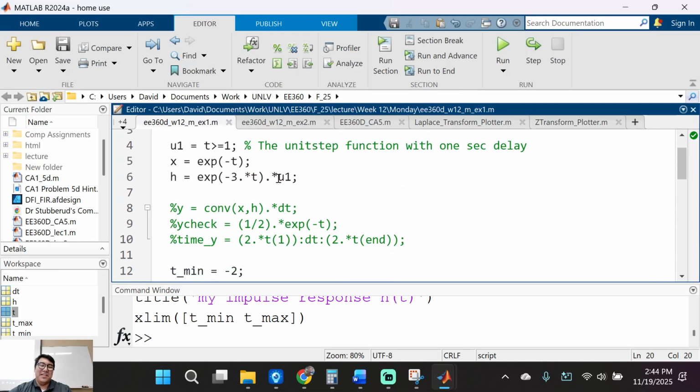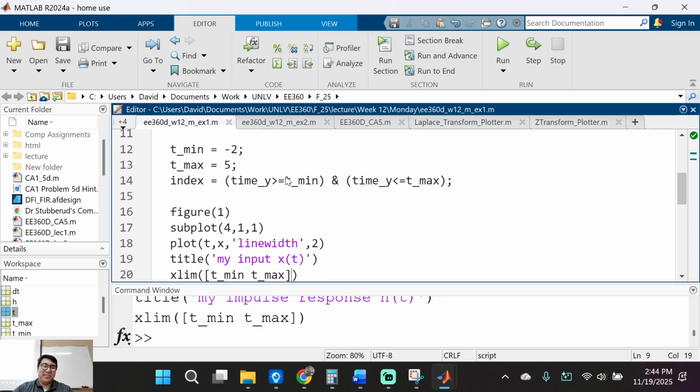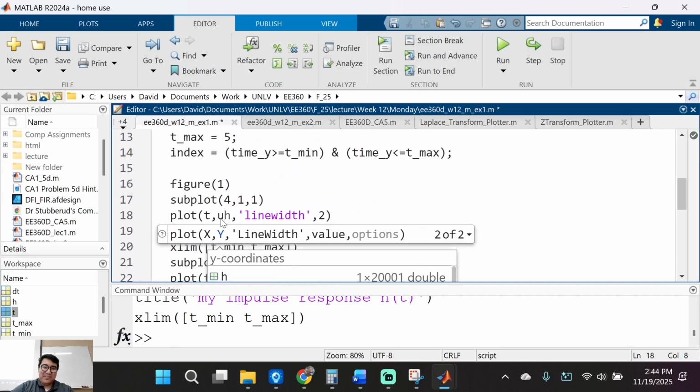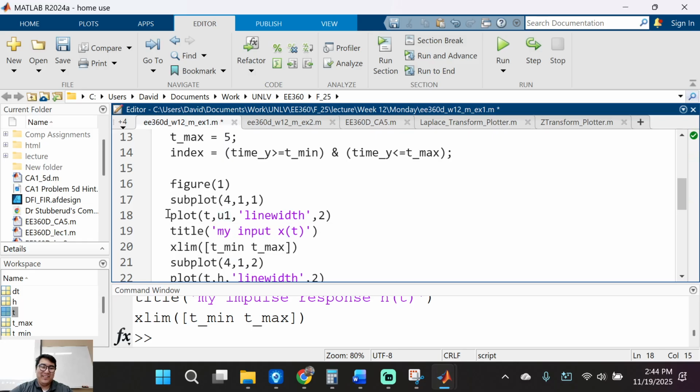Okay, and then someone says, David, I hate this class. Just plot the unit step. Okay, we'll plot the unit step. You want the unit step? Fine. Plot unit step. U1. Let's plot this puppy.